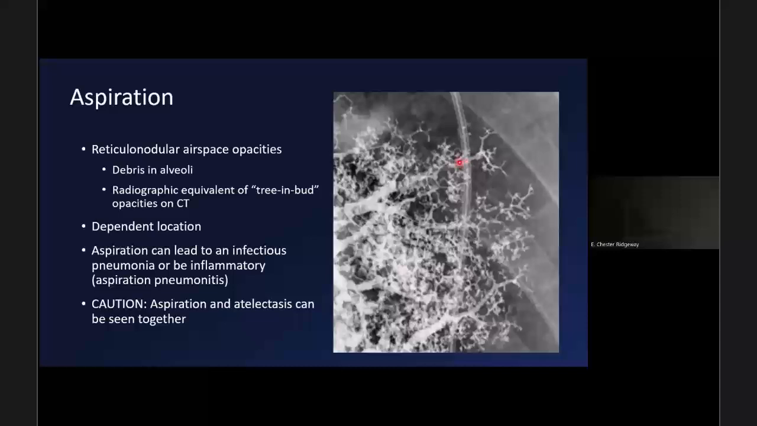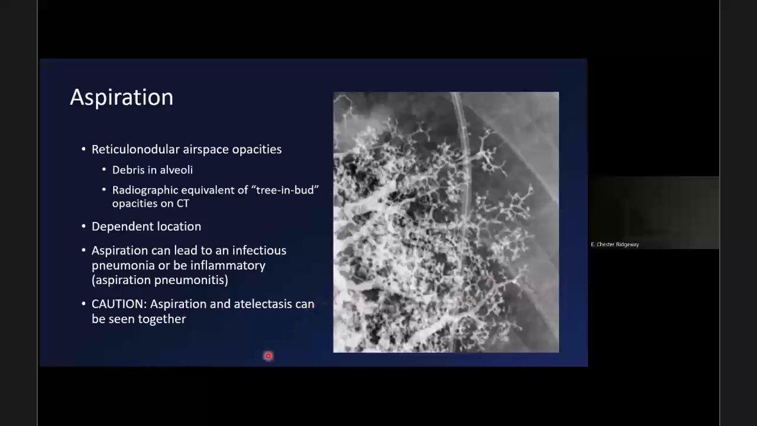I'll take a quick step back. So these lines here, these opaque lines, that's the reticular part that I was referencing. And then all these little tiny nodules around the edge here, these clusters, that's the nodular portion that I was referring to for those of you online. Okay, and all this is just debris in the alveoli.